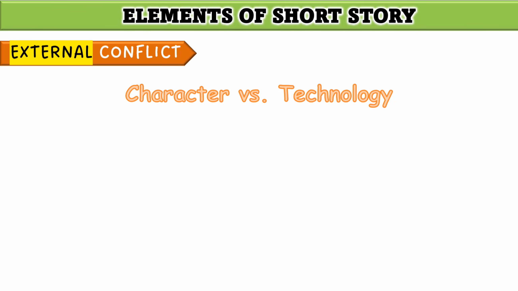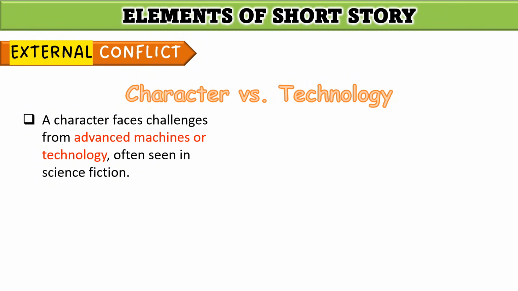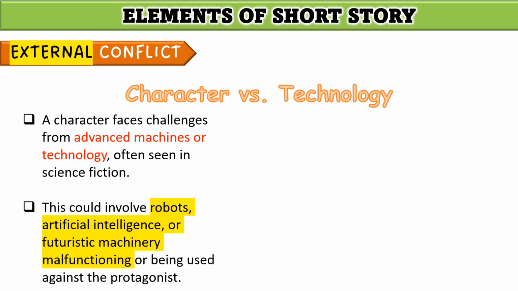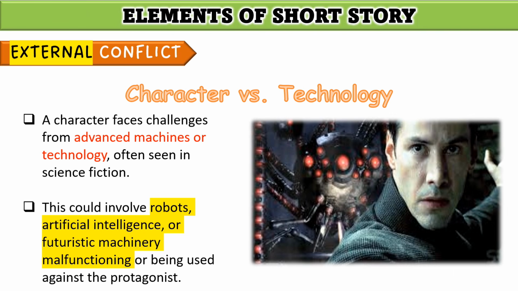Character versus technology. A character faces challenges from advanced machines or technology, often seen in science fiction. This could involve robots, artificial intelligence, or futuristic machinery malfunctioning or being used against the protagonist. A popular movie with a character versus technology conflict is The Matrix in 1999.